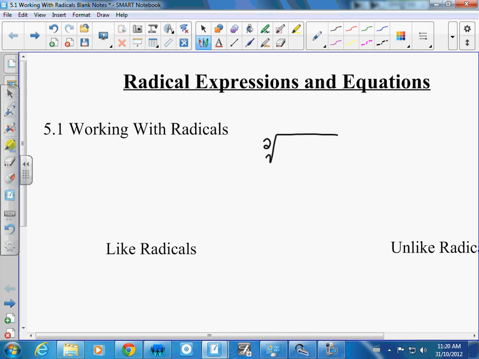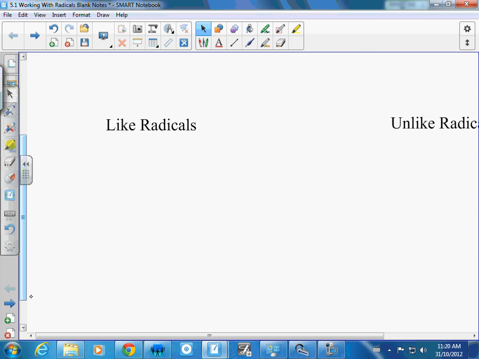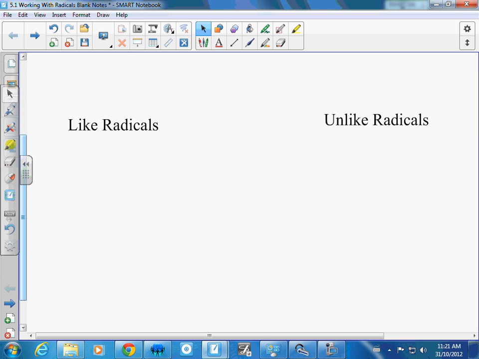That one is known as a square root. Could you have cube roots and quad roots? The only thing that changes is the number up there. So normally when we just write this in, we don't write the 2, we just write the roots like that, right? Okay. So that's our root symbol. Now, we can have like radicals and we can have unlike radicals. And what makes like radicals is they have to have the same radicand.